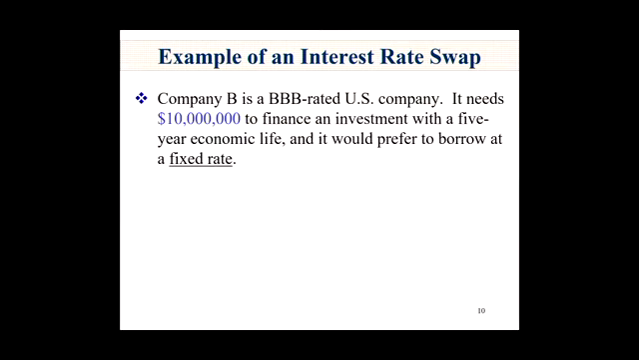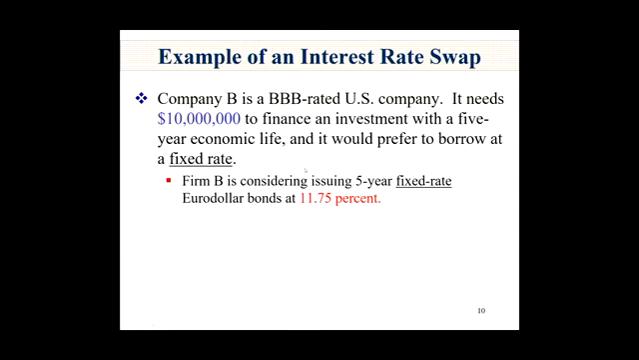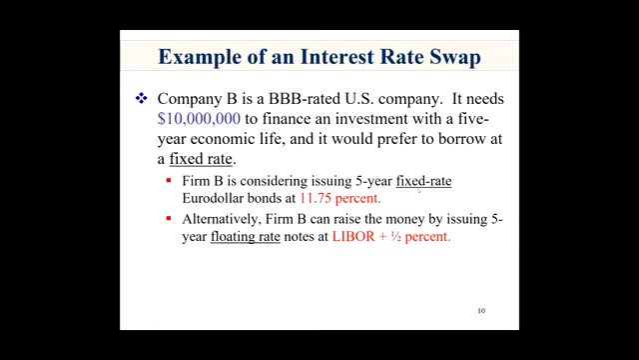Okay. Company B is a triple B rated US company. They also need $10 million US dollars. They would prefer to borrow at a fixed rate, and they've got two options. There's a 5-year fixed rate Eurodollar bond at 11.75%, or they can raise the money by issuing 5-year floating rate notes at LIBOR plus 0.5%. So Company B prefers a fixed rate and Company A prefers a floating rate. All right?